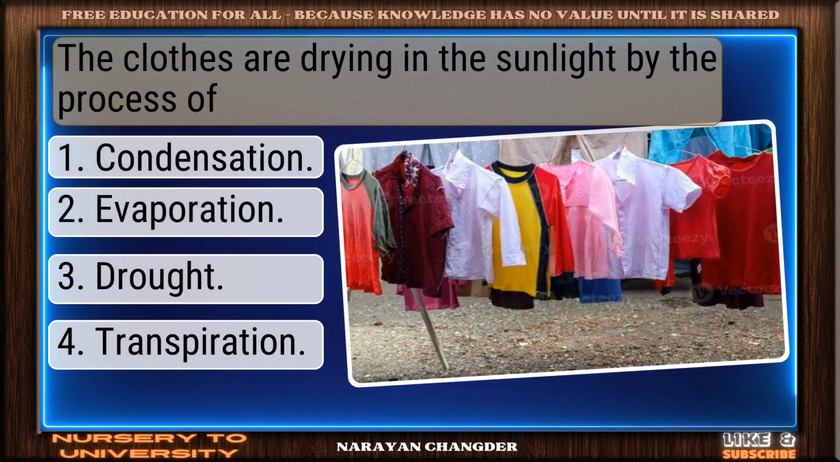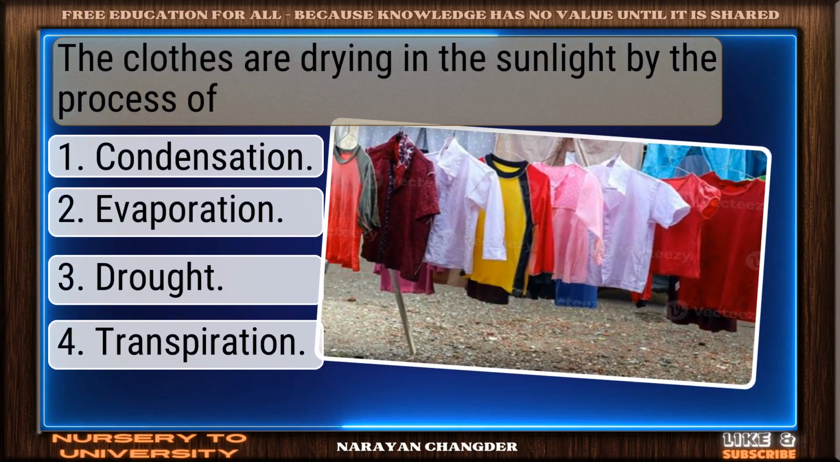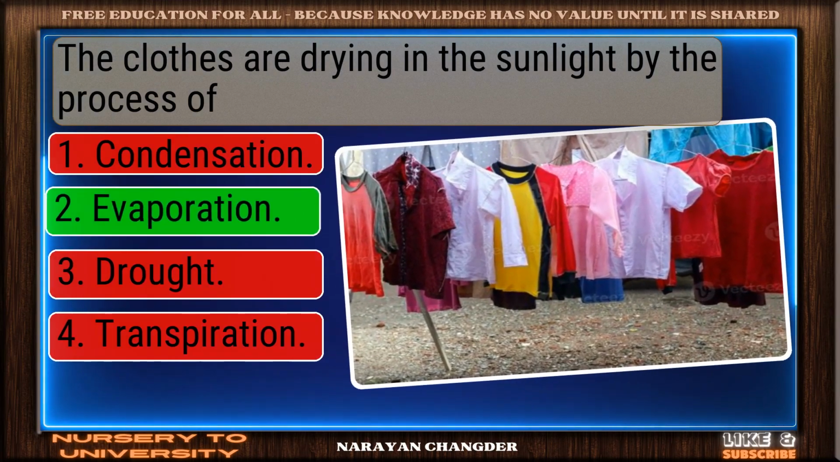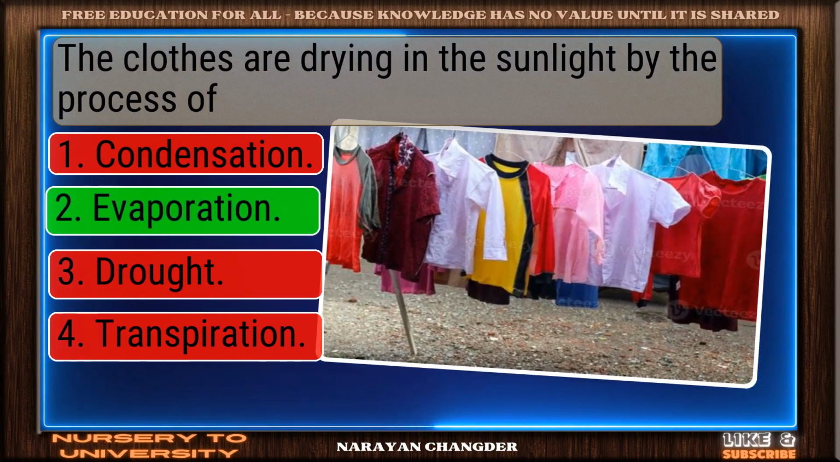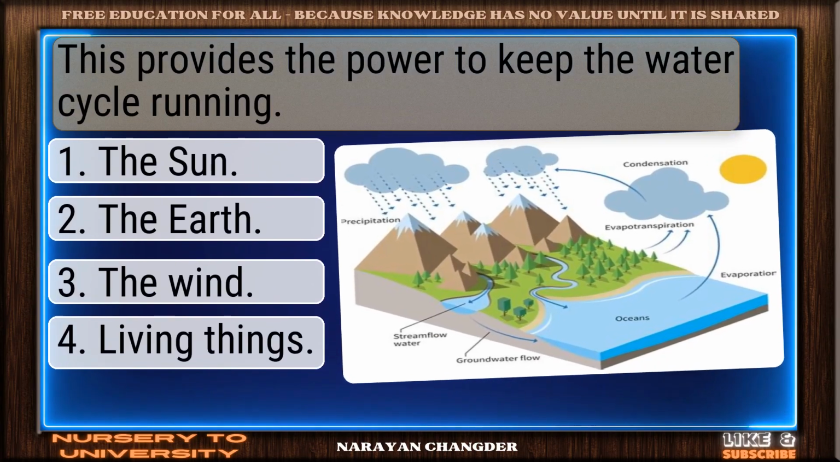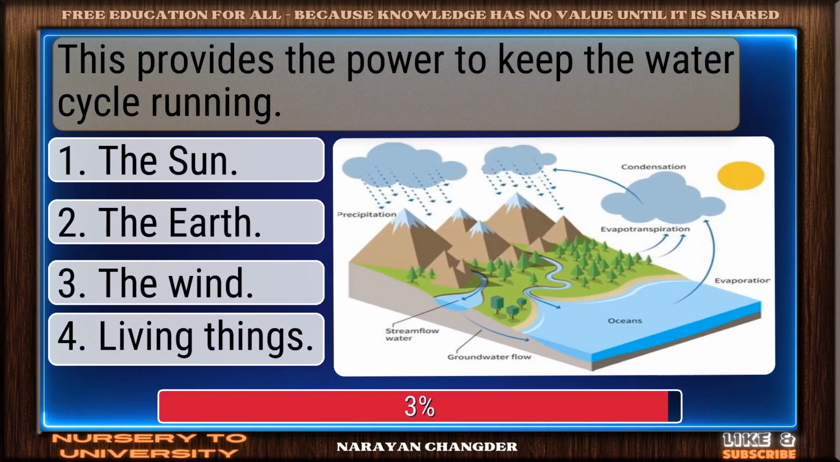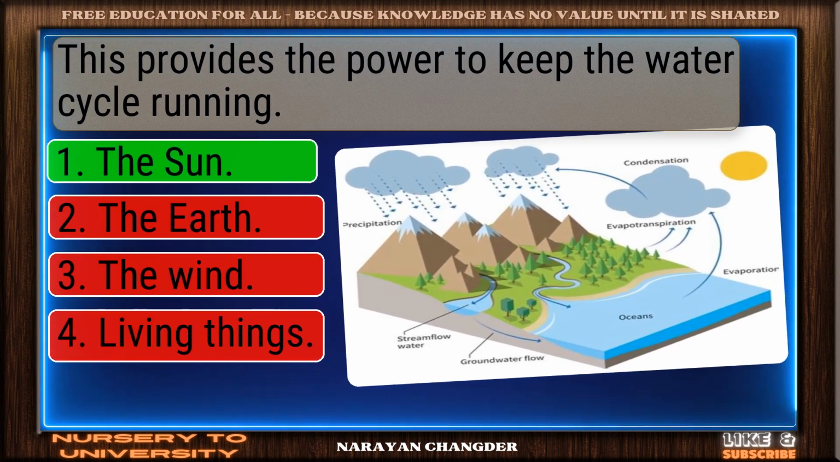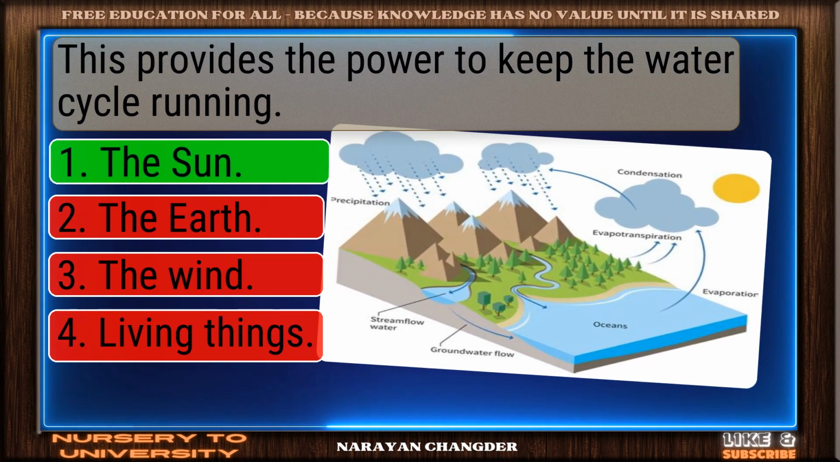The clothes are drying in the sunlight by the process of. Solid response. Evaporation is a valid choice. This provides the power to keep the water cycle running. Smart pick. The sun is the correct choice.